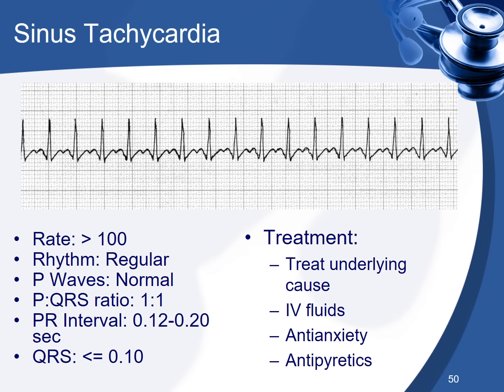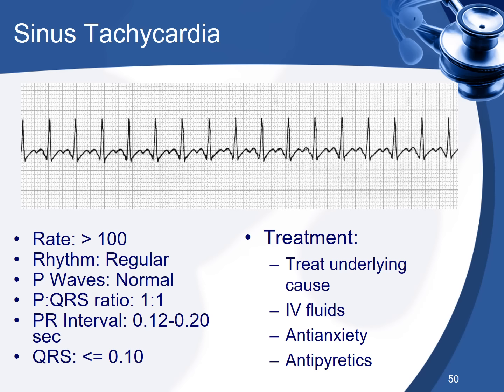Next one is sinus tachycardia. Again, if you look here, you see your P waves. They're all there. You see your QRSs. Your rate is greater than 100. Here, your rate is probably about 120. Everything is normal. However, your intervals are shorter because your heart rate is a lot higher.